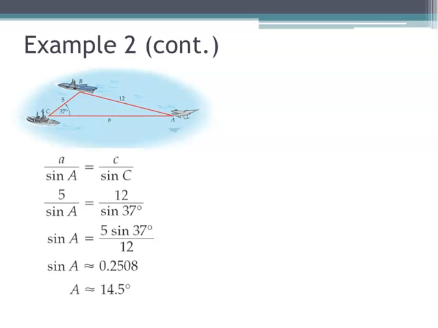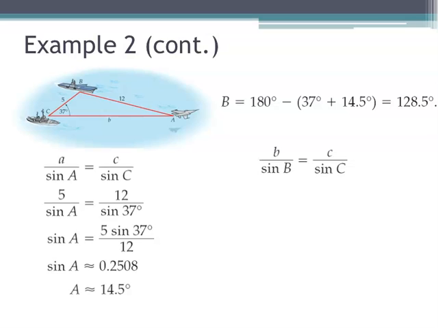Okay, so now we have angle A, we have angle C, we need to know what angle B is. So now we subtract 180 minus 14.5 minus the 37, and that gives us 128.5. Now we have angle B, so now we can go ahead and plug in for b over sine of B equals c over sine of C. We're trying to find side B. We have angle B now, we have angle C, we have side C. So b over sine of 128.5 equals 12 over sine of 37 degrees.